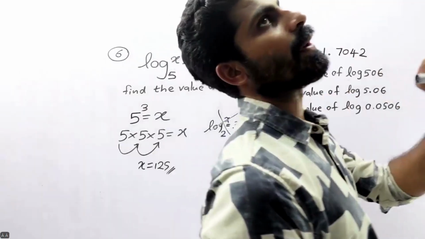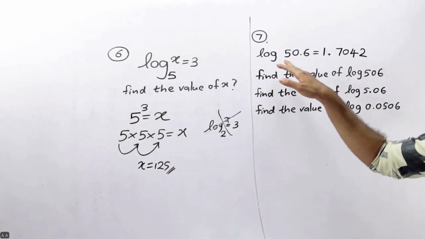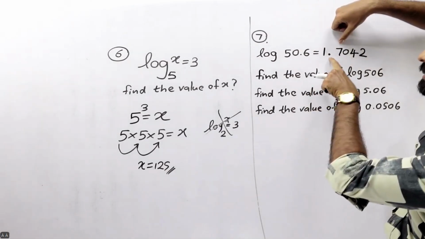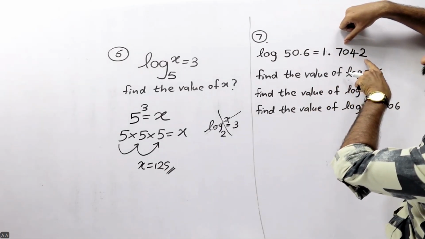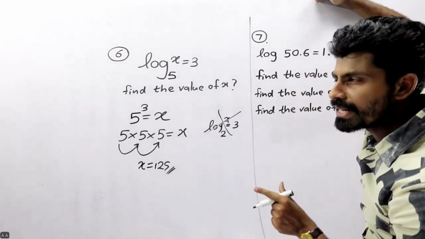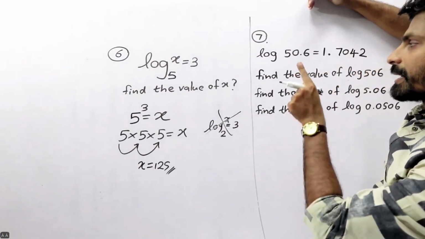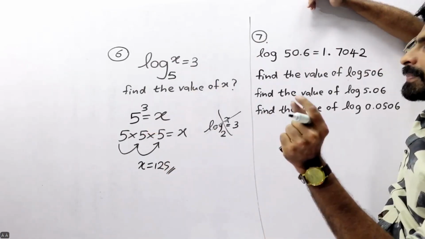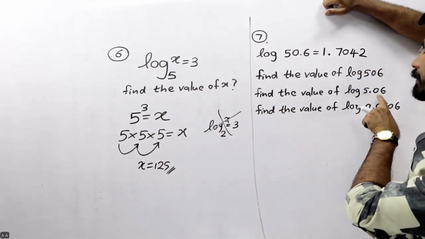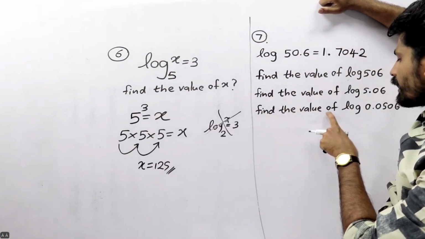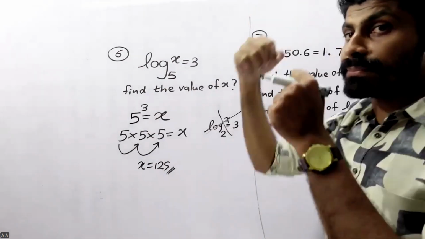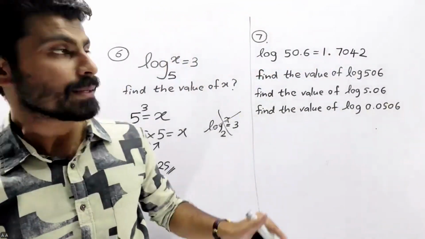Log 50.6 equals 1.7042. I'm just guessing those questions. Find the value of log 506. Find the value of log 5.06. Find the value of log 0.0506. These can come.